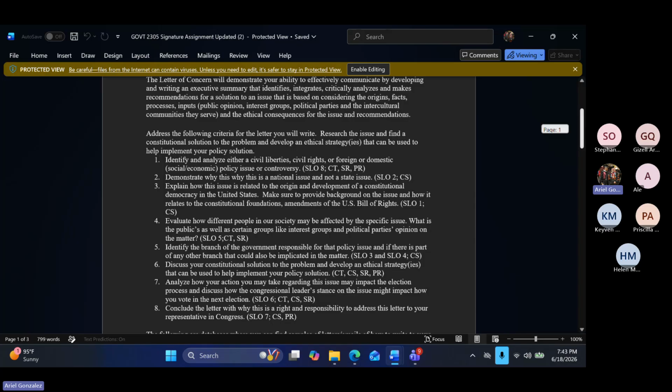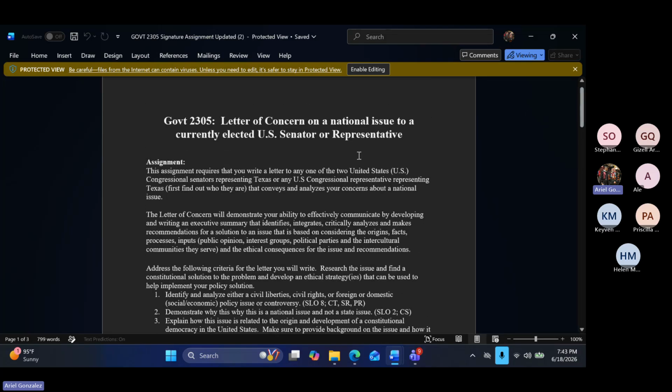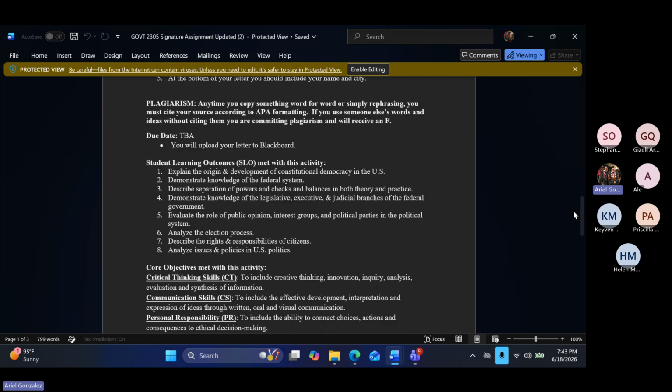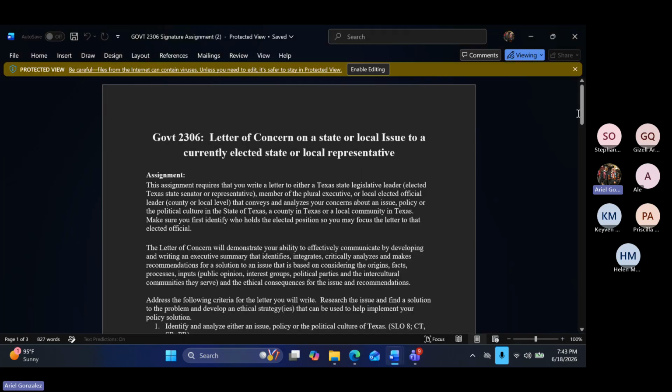But anyway, to kind of backtrack, we're going to go through all these as well here. The point of this is to measure how well you understand the student learning outcomes. So let me kind of also go down here. So yeah, see how for federal government, explain the origin and development of the constitutional democracy in the United States, knowledge of the federal system, separation of powers, checks and balances, legislative, executive, judicial branches, public opinion, interest groups, political parties, elections. So again, you're learning this, and then let me go over here to 2306.